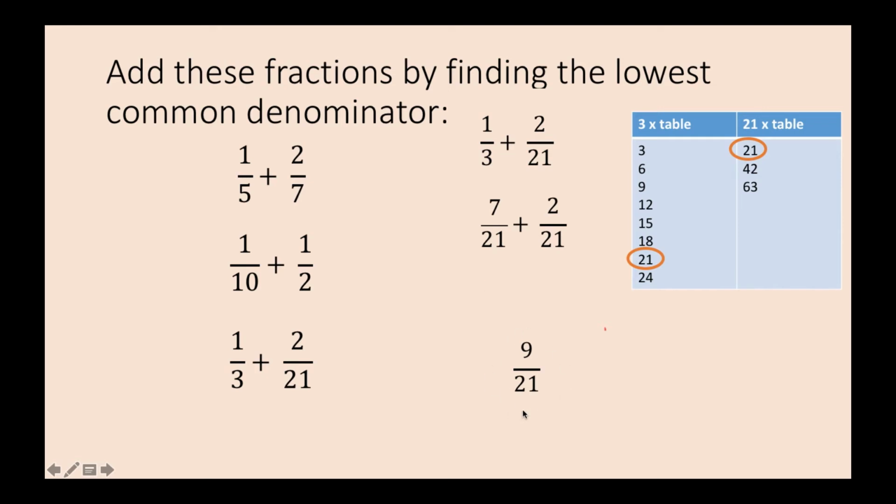Now this can be simplified. And I don't know if you can notice, but both of these numbers can be divided by 3. 9 divided by 3 is 3. And 21 divided by 3 is 7. So our final answer is 3/7.